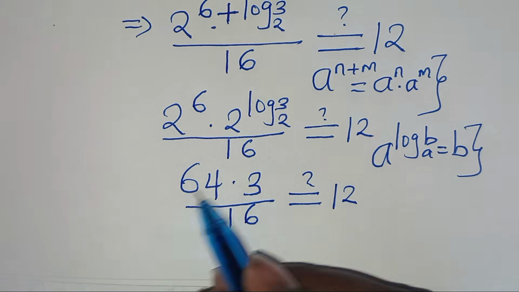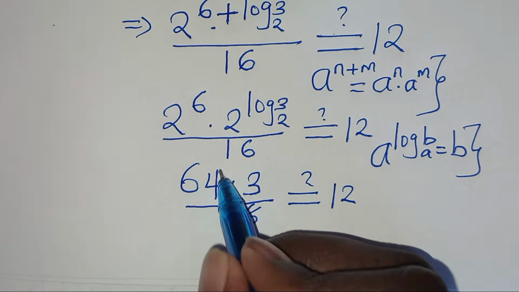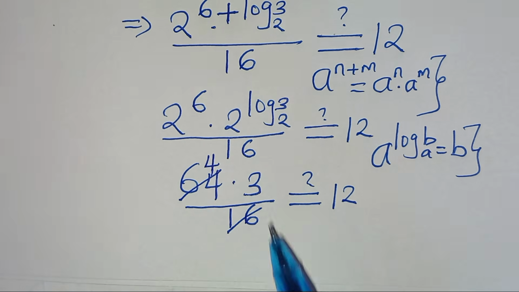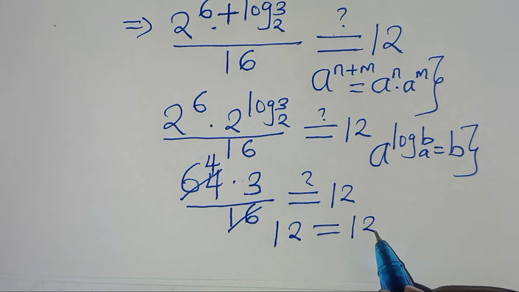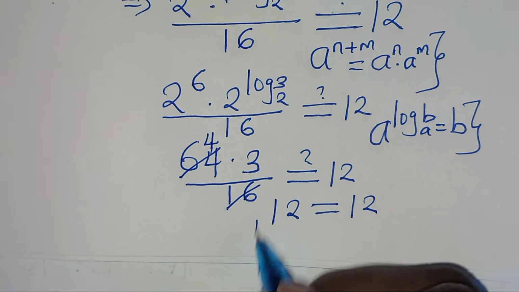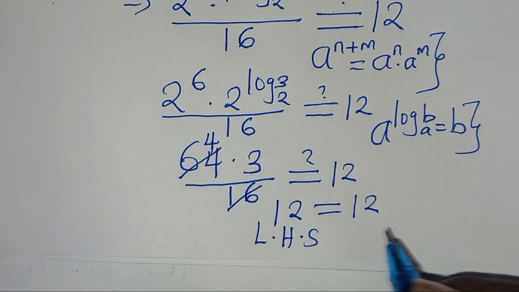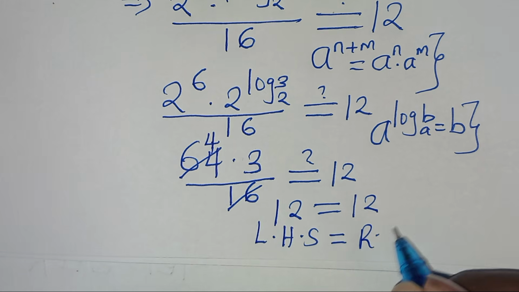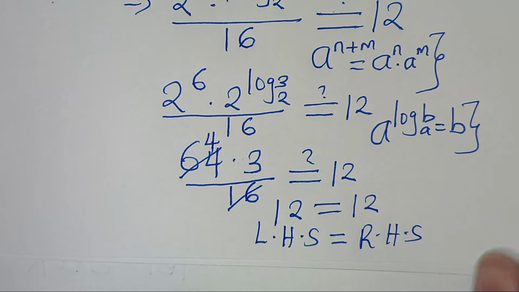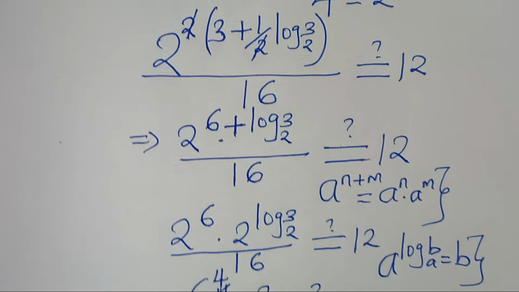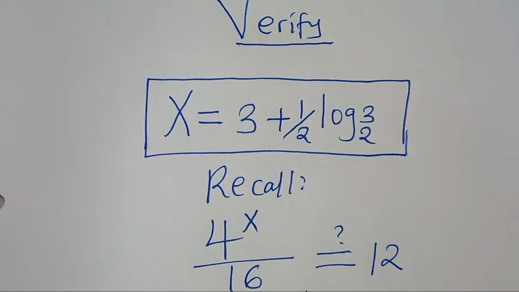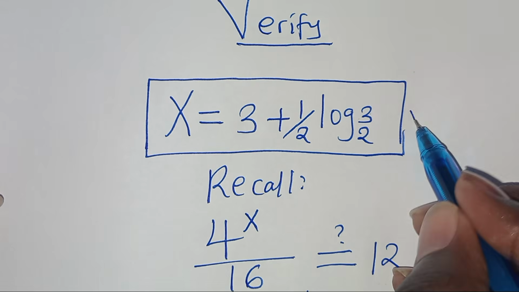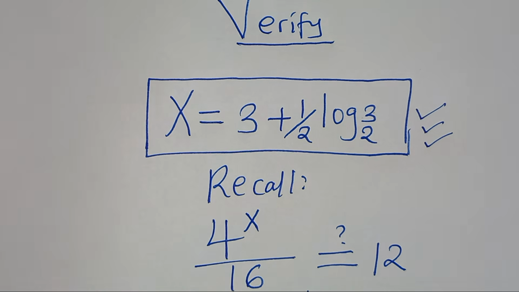So 64 divided by 16 is the same thing as 4. So this is 4 times 3, and this is equal to 12, which is equal to 12. So this is to denote that the left hand side is equal to the right hand side. And this affirms that the value of x here, which is equal to 3 plus a half log 3 to base 2, actually satisfies the equation.